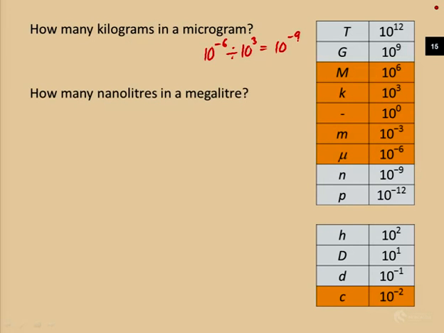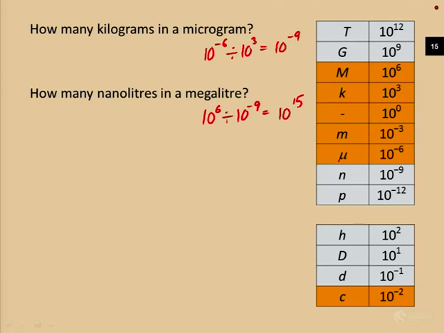Big or small answer? Big. Nanoliters are tiny. Megaliters are huge. So in a megaliter, mega is 10 to the 6. Nano, 10 to the -9. So what is it? 15.